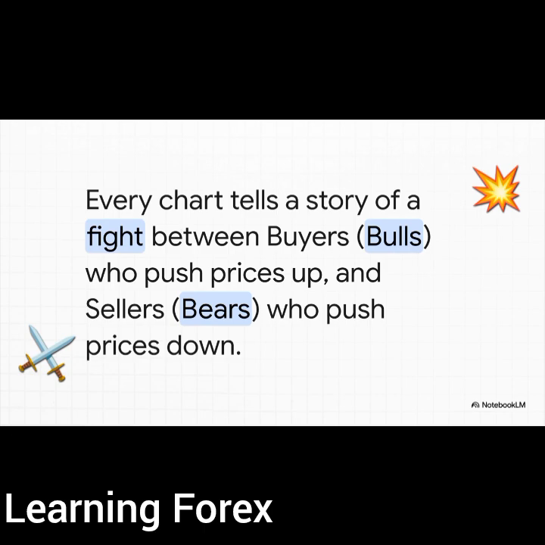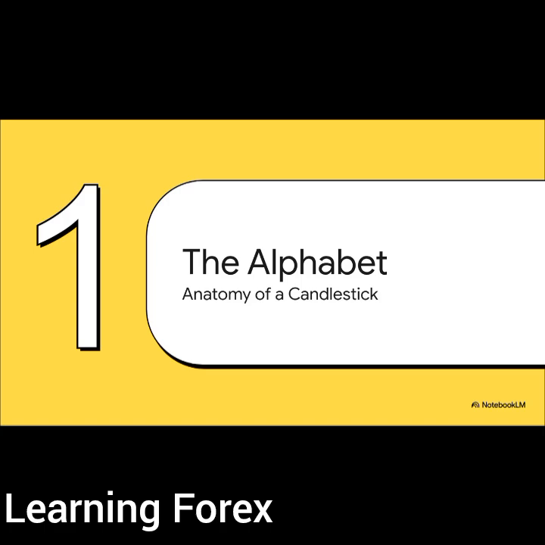You've got the buyers, who we call the bulls, they want to push prices up, and then you have the sellers, the bears, who are trying to drag prices down. Now, to read this story, we first have to learn its alphabet. And the most basic letter in the entire language of the market is just a single candlestick. Think of each one as a snapshot of that battle over a specific period of time.